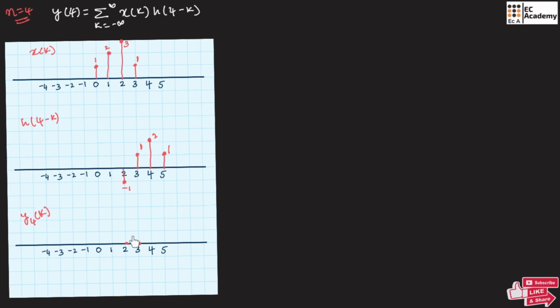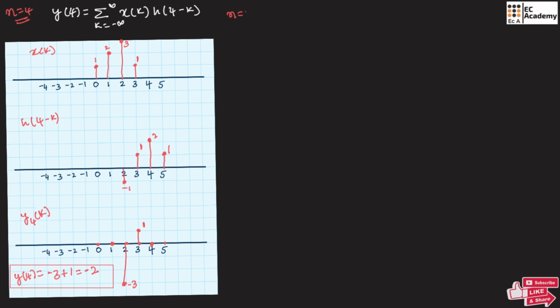So if we multiply these two, we will get at 0, we will get 0. At 1, we will get 0. At 2, we will get minus 3. At 3, we will get 1. And at 4, we will get 0. At 5, we will get 0. So we can write y of 4 is equal to minus 3 plus 1, which is equal to minus 2.